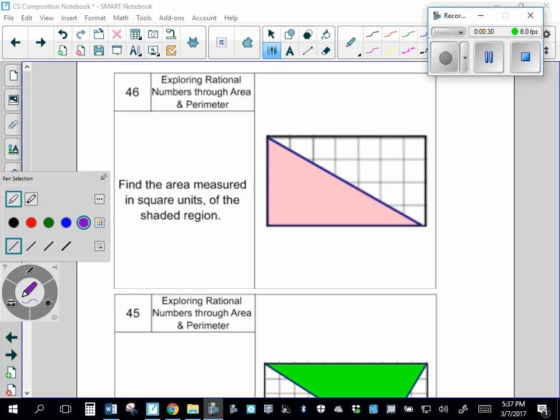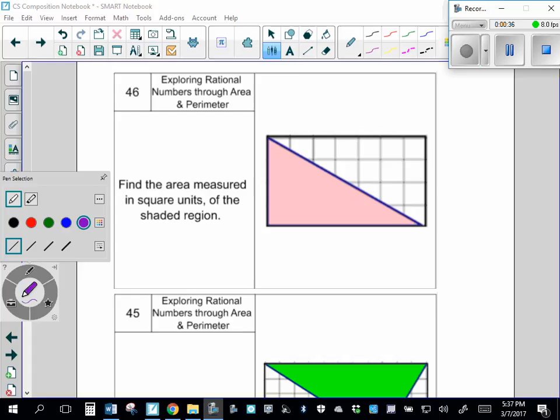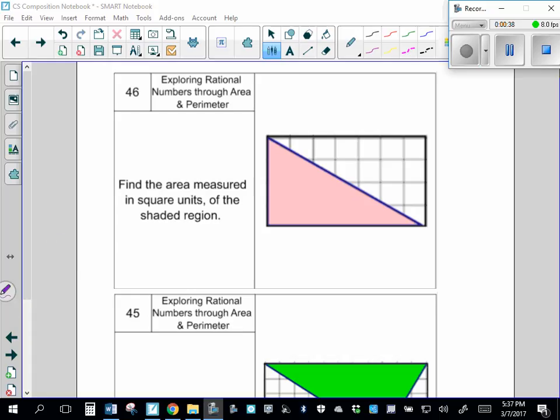So we spent a lot of time looking at rectangles and triangles and using rectangles and triangles to find shaded area. And so this first problem, the goal was to find the area measured in square units of the shaded region. So we just want the pink area. And this was pretty easy for everybody.